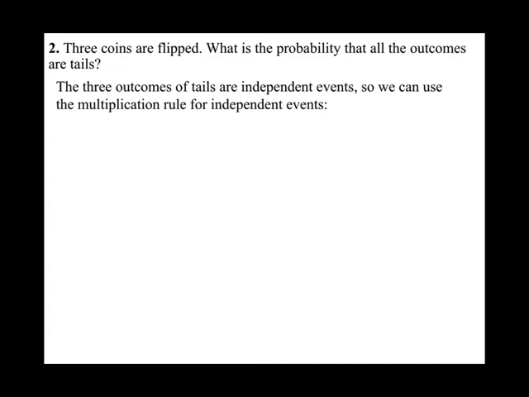Okay, number 2, 3 coins are flipped. What is the probability that all the outcomes are tails? So this is talking about the first time when I flip the coin, I want to get tails. And then I'm going to flip the coin again, I want to get tails. And then I flip the coin again and I want to get tails. So the 3 outcomes of tails are independent events, right? The first time when I get heads or tails, it doesn't affect the next time when I flip the coin again. So we are looking for the probability of tail and tail and tail. So we just multiply all together.